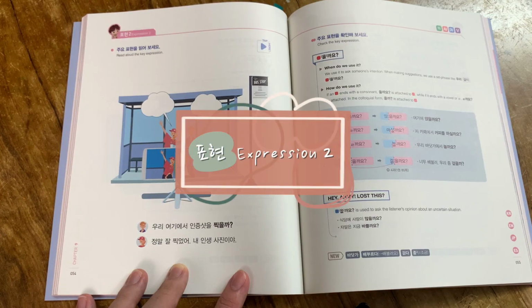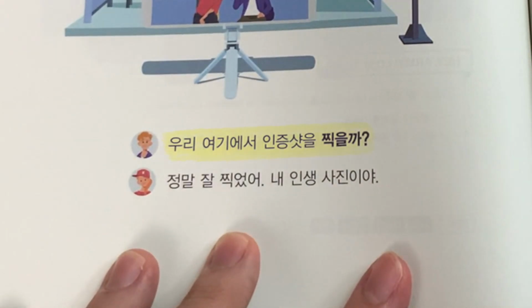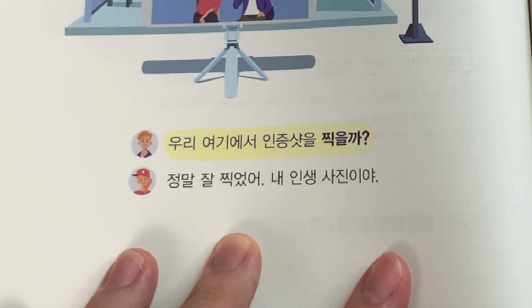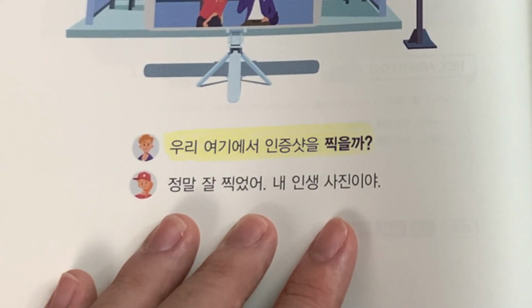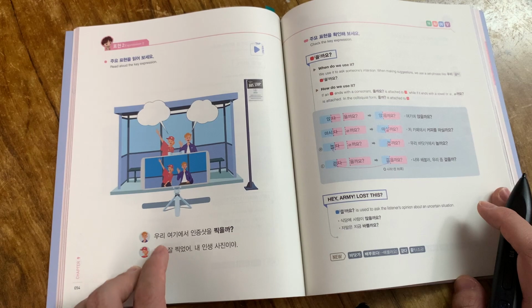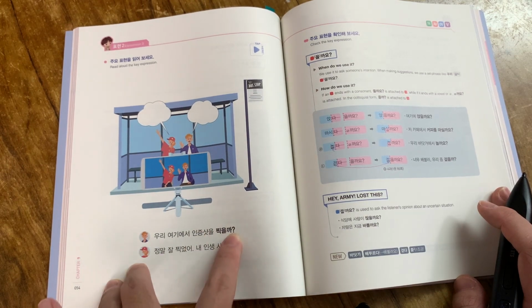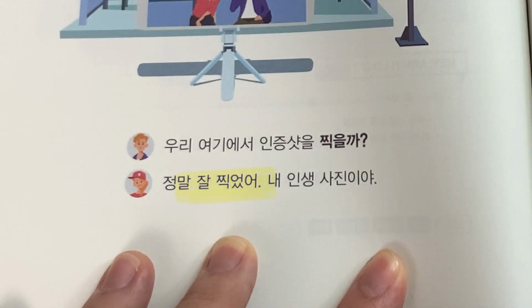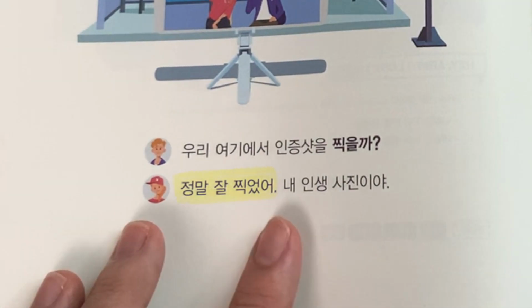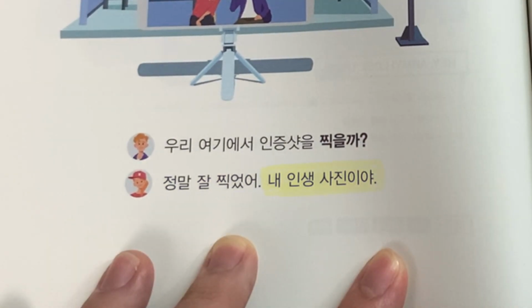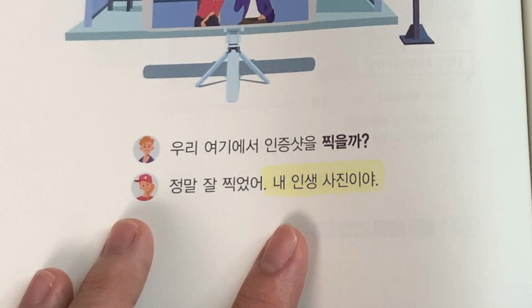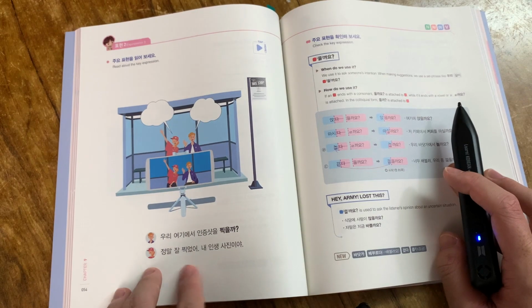And that leads us into expression 2. 우리 여기에서 인증샷을 찍을까? Together over here, should we take a picture of proof over here? 정말 잘 찍었어. The picture was taken really well. 내 인생 사진이야. This is my life picture.